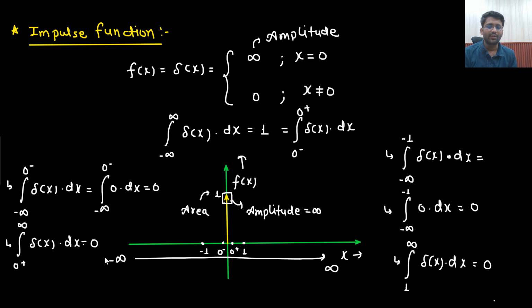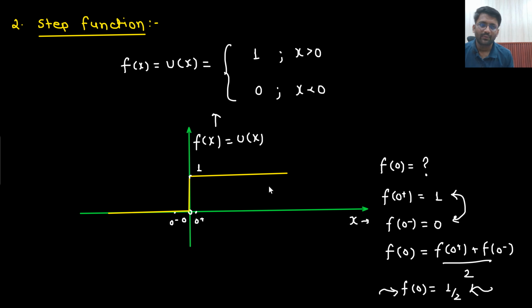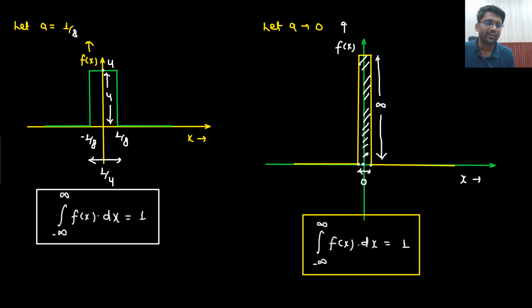Is that understandable to you? So if you take from minus infinity to infinity, or from 0 minus to 0 plus, the area would be 1 only. So we have studied 3 kinds of functions. First one was step. What is the meaning of step function? For x less than 0 it is 0, for x greater than 0 it is 1. What is the meaning of ramp function? Ramp function is for x less than 0 it is 0, for x greater than 0 it is equal to x. And then we studied about impulse function.